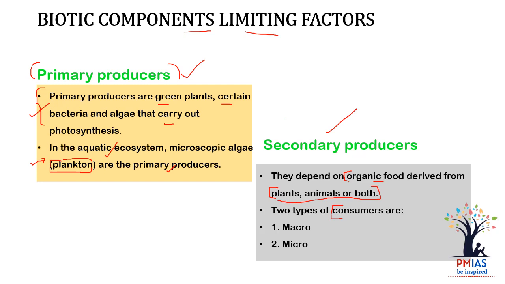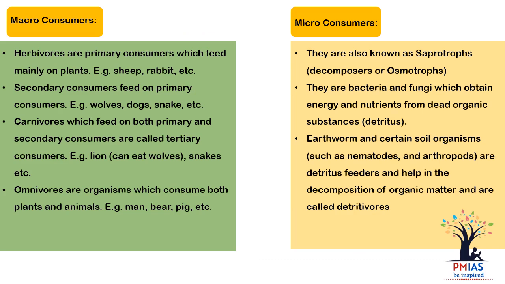Next thing is the consumer. So the produce is ready; who is going to consume it? That is macro consumers or micro consumers. Who comes under macro consumers? See, these are the macro consumers and these are the micro consumers.